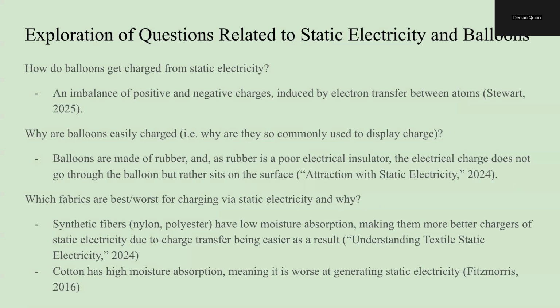As previously mentioned, materials get charged from static electricity due to an imbalance of positive and negative charges induced by electron transfer between atoms. Balloons are easily charged because they're made of rubber, and rubber is a poor electrical insulator. Fabrics with low moisture absorption, like synthetic fibers, are better chargers of static electricity. In contrast, fabrics with high moisture absorption are worse at generating static electricity.